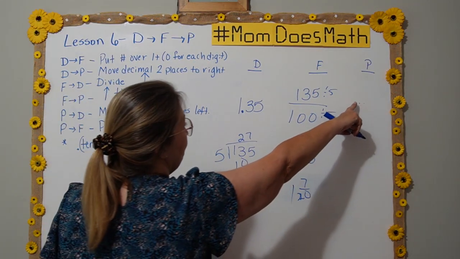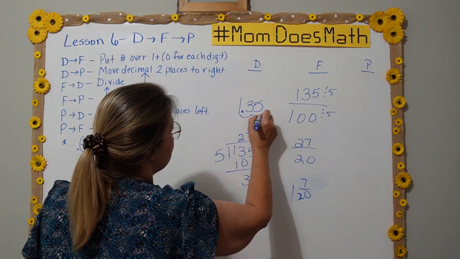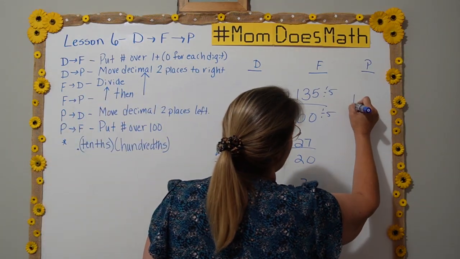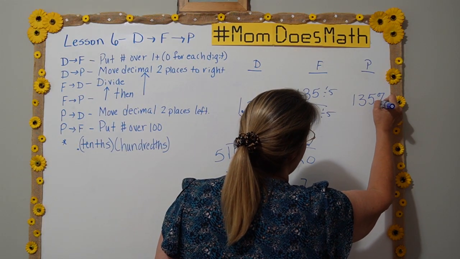Okay? Now for a percent, all you do is move your decimal 2 places to the right. So this would be 135%.